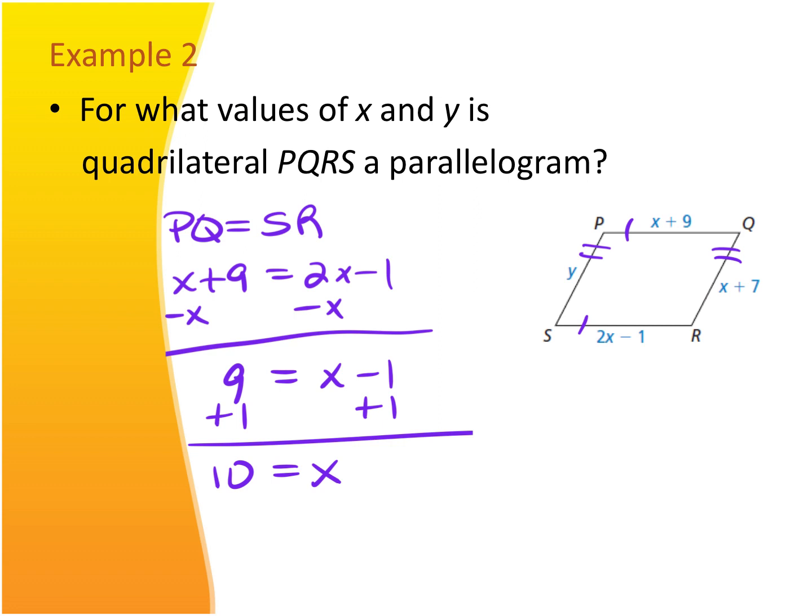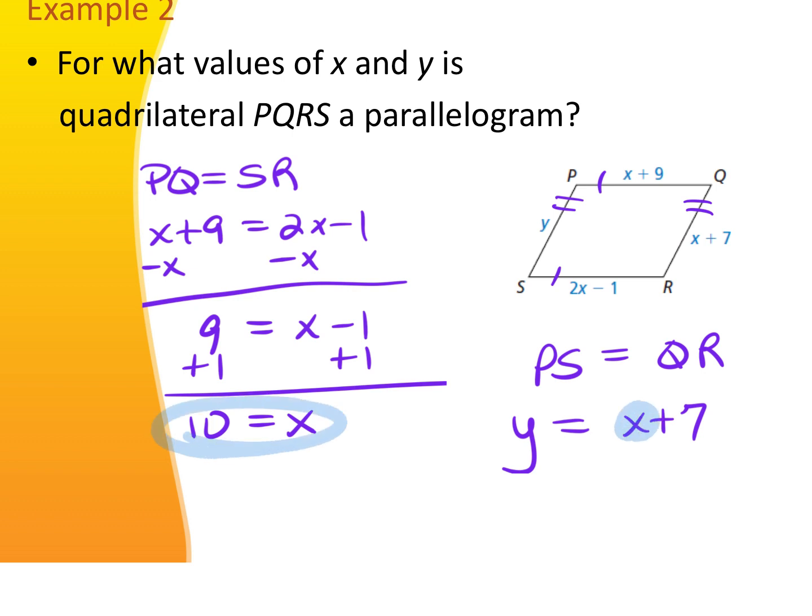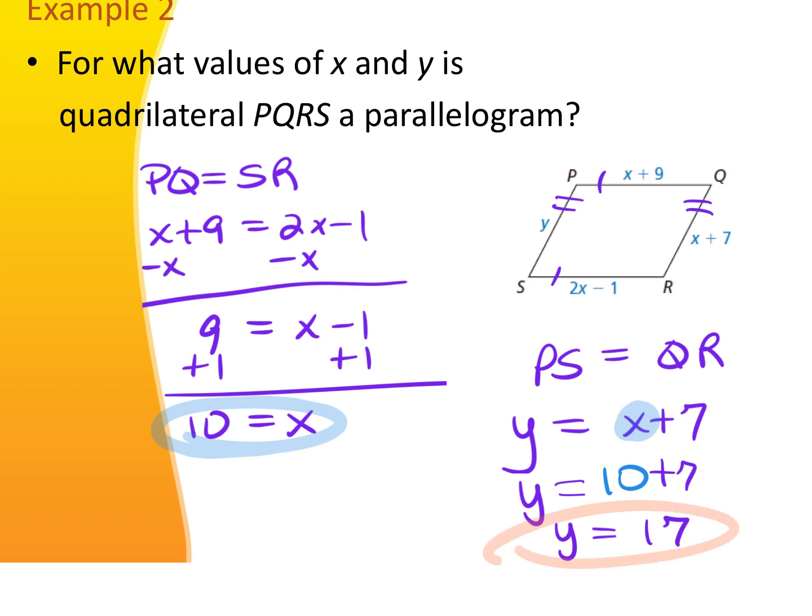Now, I also know that PS is going to be congruent to QR. So PS is y, QR is x plus 7. I'm going to use my newly found value of x and plug it in here. So y is going to be equal to 10 plus 7, and y is equal to 17. So here it just asks you to find the value of x and y.